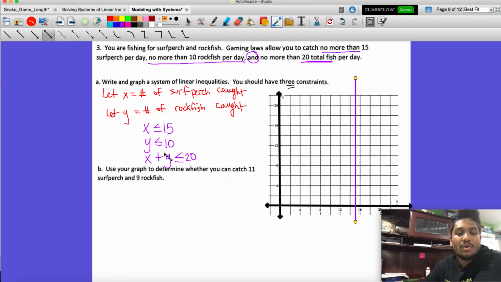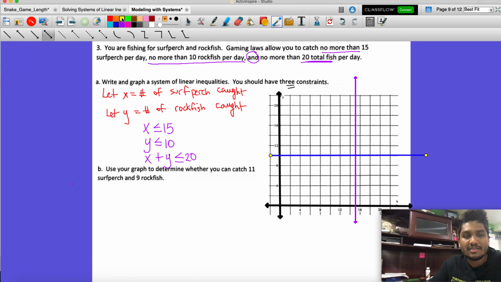And then we have now y is going to be less than or equal to 10. So I'll do this in a different color. We'll use blue. Okay, now if we're graphing y's, it's a horizontal line. So we're just going up to 10. So 8 to 12. So this is 10. Okay, going horizontal line right there.